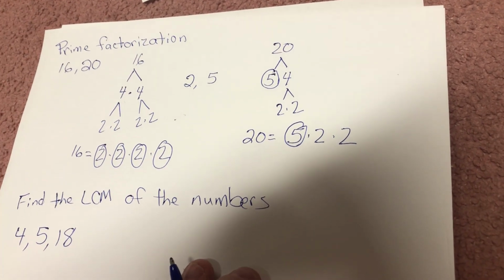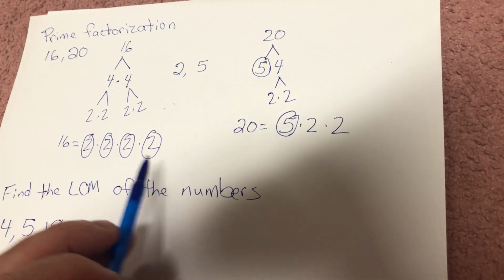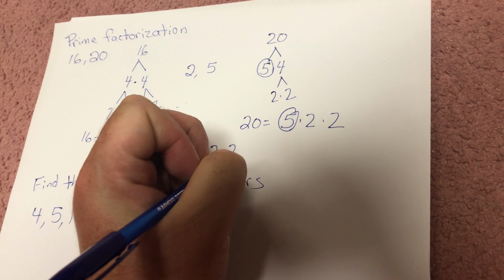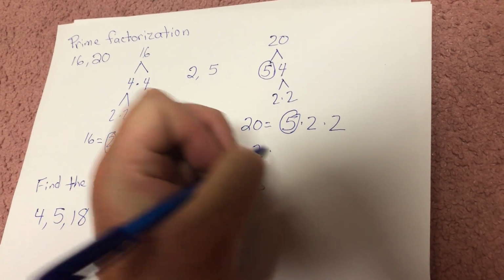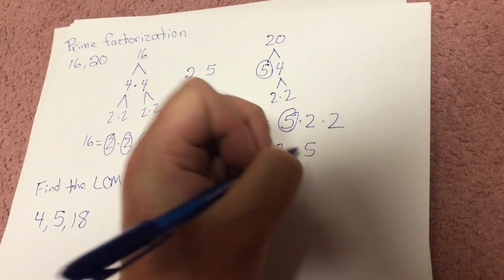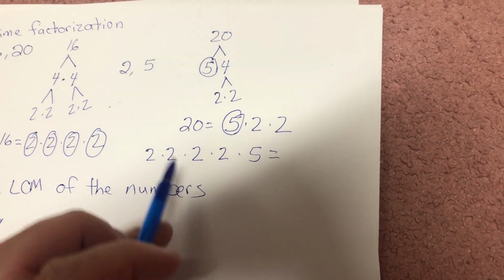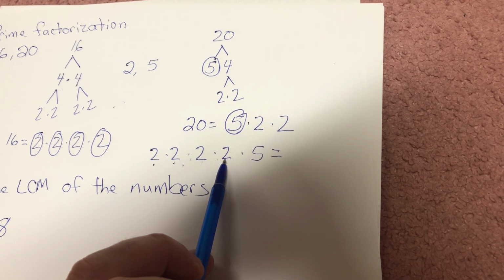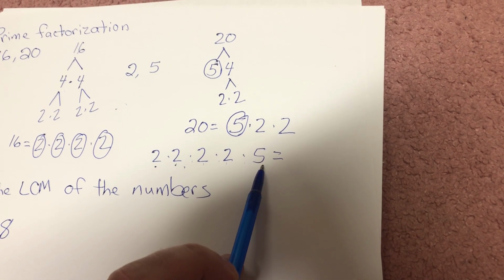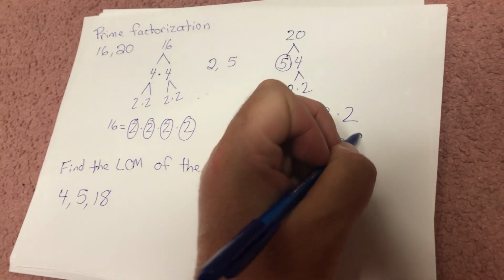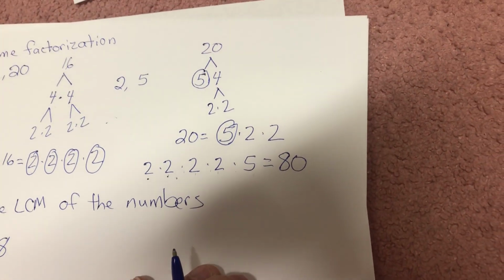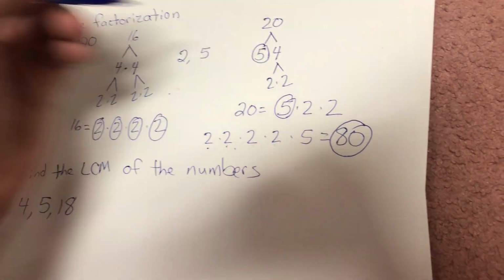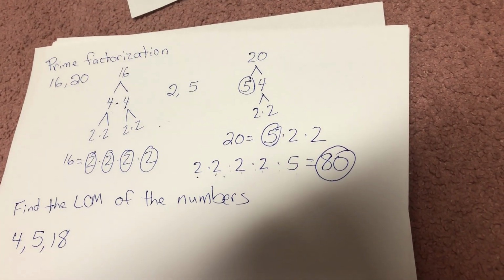And now to find the least common multiple, I'm going to take these 4 2's and this 5 and turn it into a multiplication problem. 2 times 2 times 2 times 2 times 5. Well, let's see what that equals. 2 times 2 is 4, times 2 is 8, times 2 is 16, times 5 is 80. The least common multiple of 16 and 20 is 80. All right?